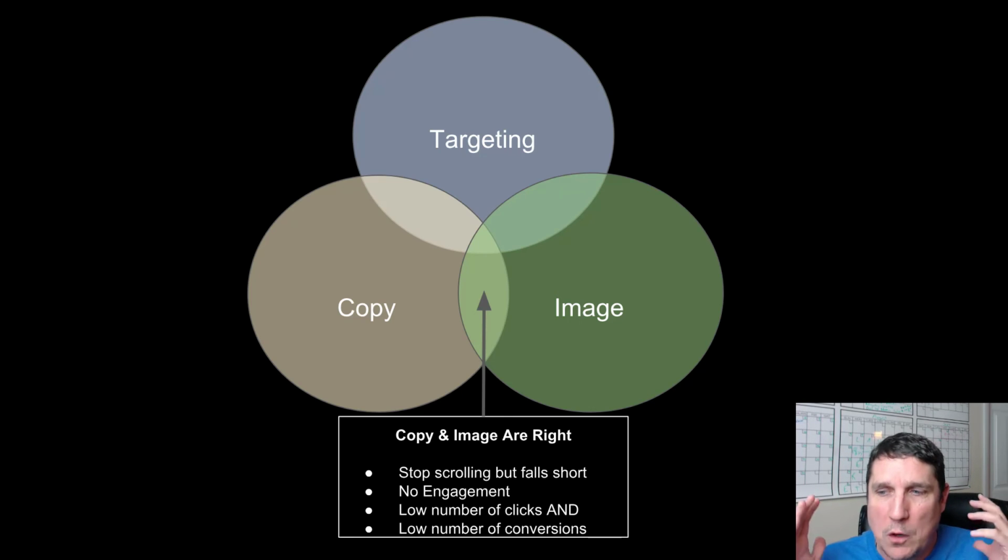So those are the things that you have to look out for: the targeting, the image, the copy. Those are the things that are going to go wrong if you don't have any 2 out of those 3. Okay, so I hope that was helpful.